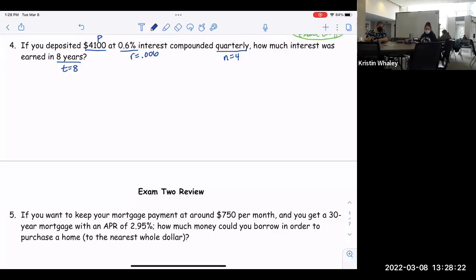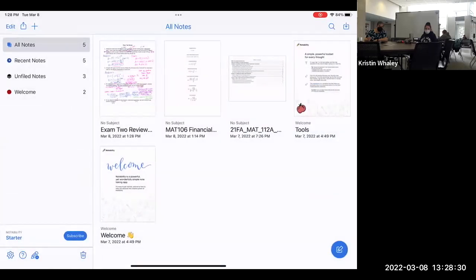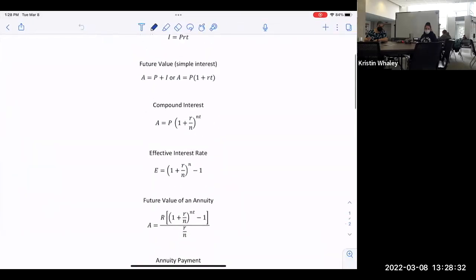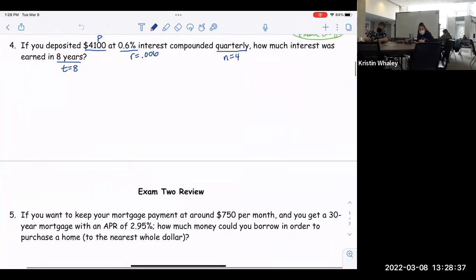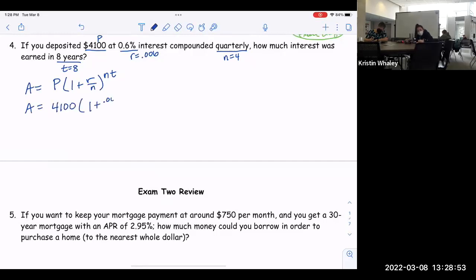It just said I was going to start out by depositing $4,100. And then I want to see how much I'm going to earn in 8 years. So this would just be my compound interest formula. I would not use one of the annuity formulas here. All right, so substituting values in, 4,100 times 1 plus 0.006 over 4 to the 4 times 8 power.